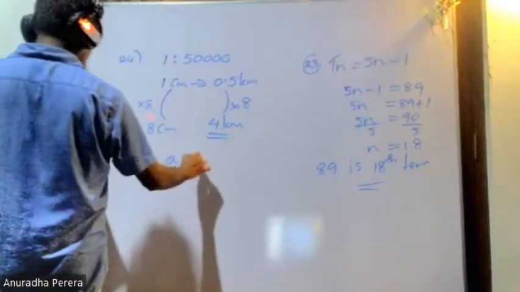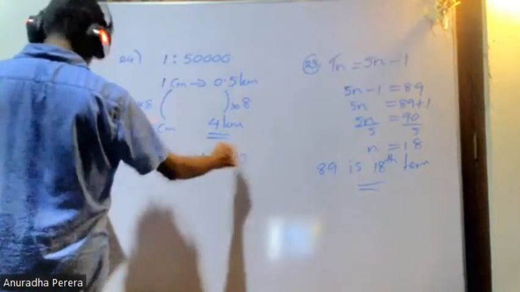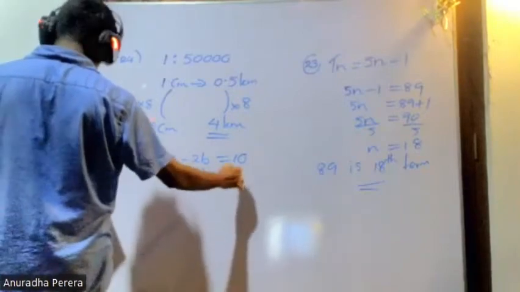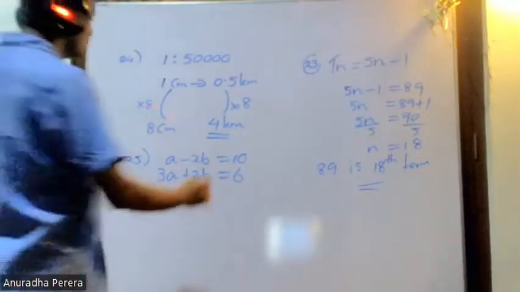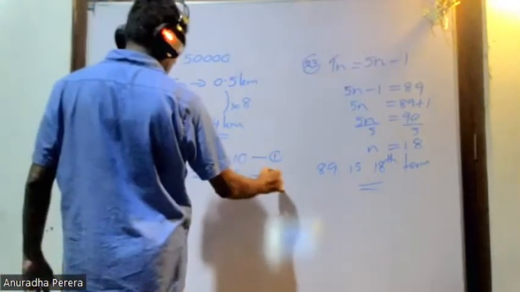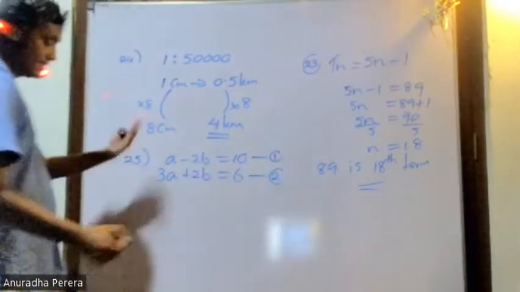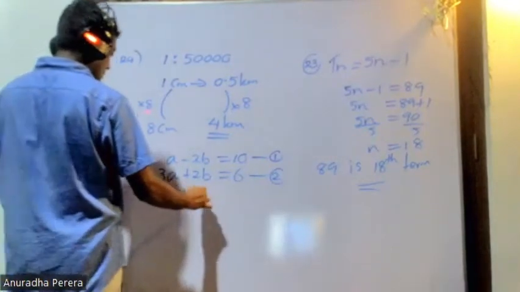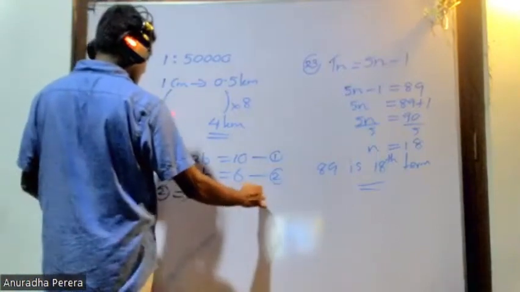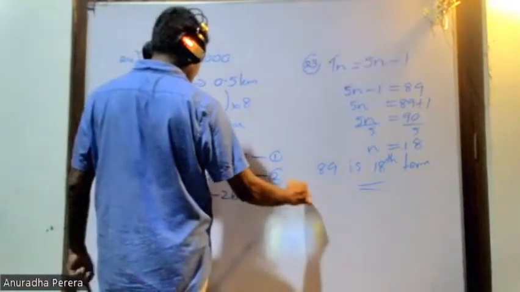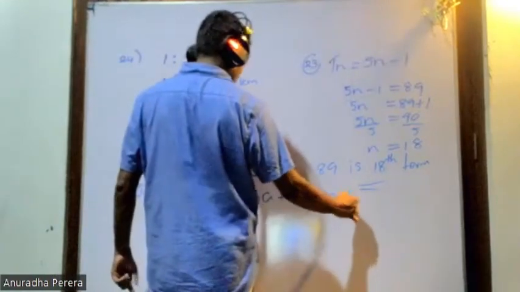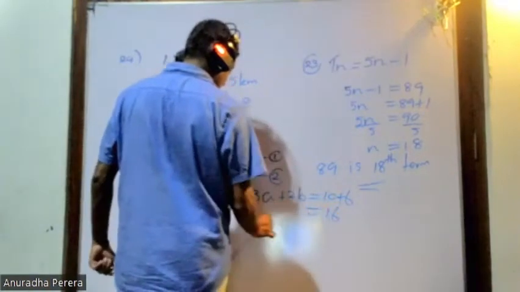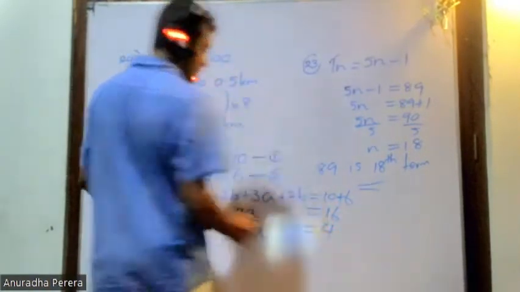The last question, simultaneous equations. A minus 2b equals 10. Very simple question. 3a plus 2b equals 6. You can see the coefficients of b have different signs. To remove b, you can add these two. A minus 2b plus 3a plus 2b equals 10 plus 6. 4a equals 16. A equals 4. Right?